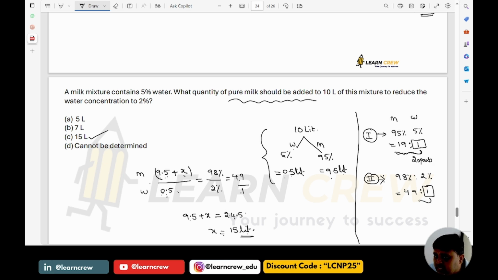Okay, here the total mixture is 50 parts. And the 20 parts mixture initially is given as 10 liters. And if 20 parts is 10, then 50 parts would be, 20 ka adha 10, 50 ka adha 25 liters. Right. So how is the second mixture formed? The second mixture is formed by adding milk only. So whatever extra 15 liters is added, that is only milk.